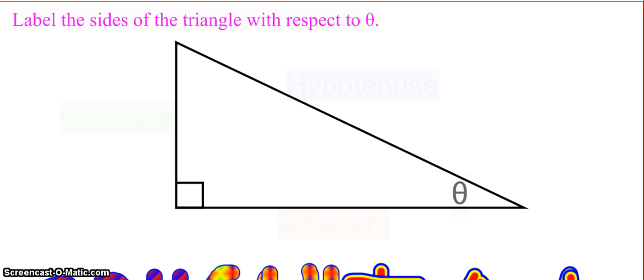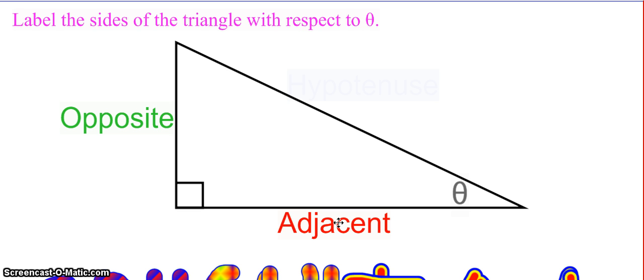Okay, next thing. Here we want to think about how we label the sides of a triangle with respect to theta. If this is theta, how would I reference this side of that triangle? I would call it the opposite side. How would I reference this side? I would call it the adjacent side. What does adjacent mean? It means next to, right? And you might argue, well, isn't this side also next to theta? That is a good argument. However, this side, because it's the longest side, has a special designation, and that is hypotenuse, right?